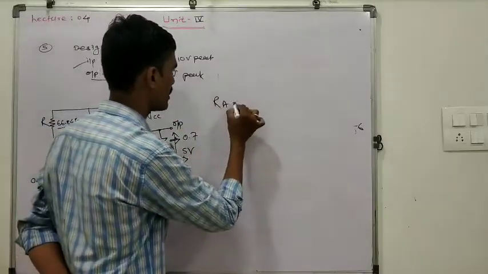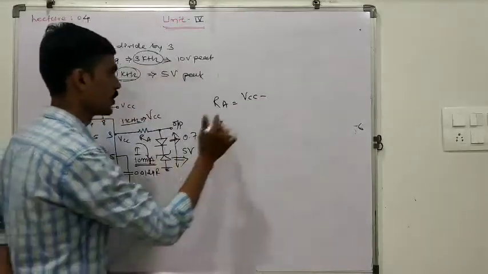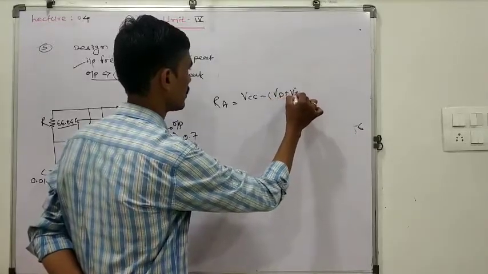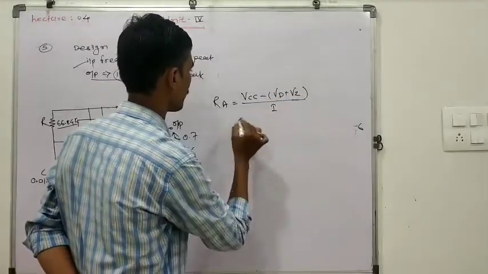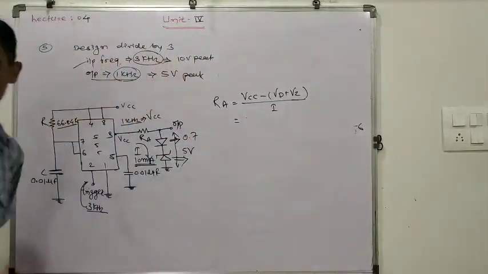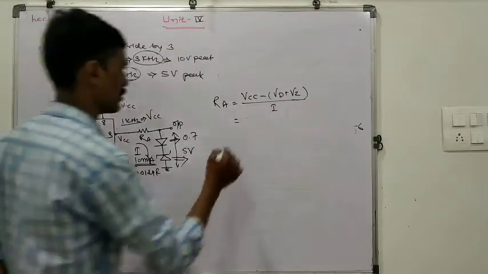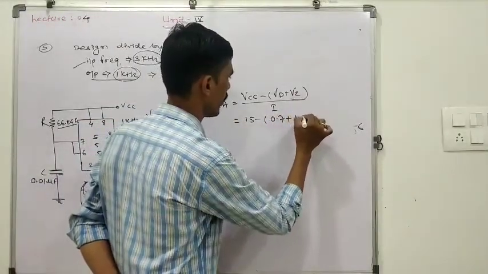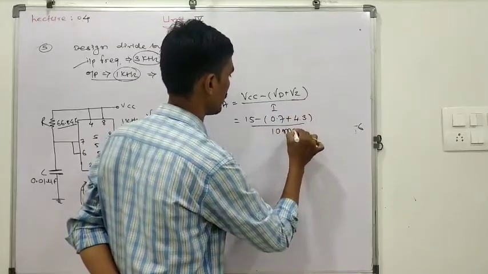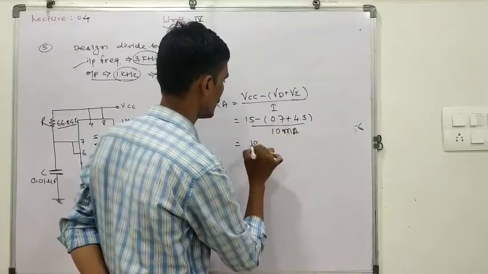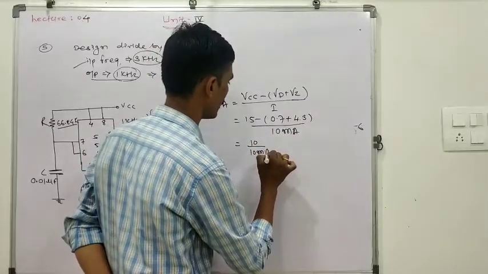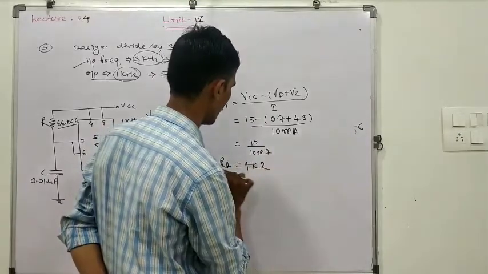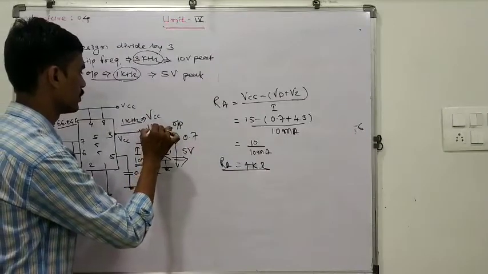How to calculate the RA? RA is equal to VCC minus the voltage, that is VD plus VZ, divided by I. Here we are assuming VCC is equal to 15 volt. So 15 minus VD, which is 0.7, plus this 4.3, divided by 10 milliampere. So this is 10 divided by 10 milliampere. So RA is nothing but 1 kilo ohm. So this RA is equal to 1 kilo ohm.